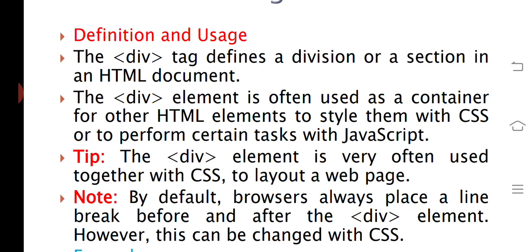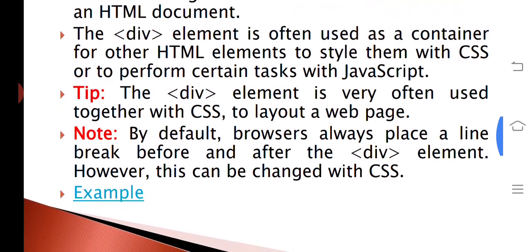So the important role of the div tag is to define a division or section in an HTML document. The div tag is used as a container for HTML elements, to style them with CSS. The div element is often used together with CSS to lay out a web page, and the default browser always places a line break before and after the element. However, this can be changed with CSS.